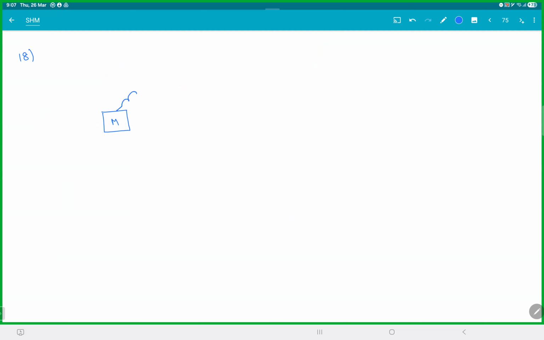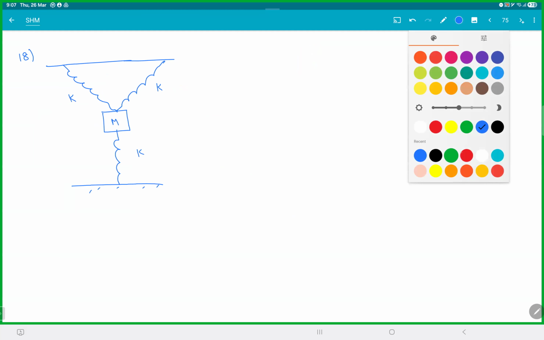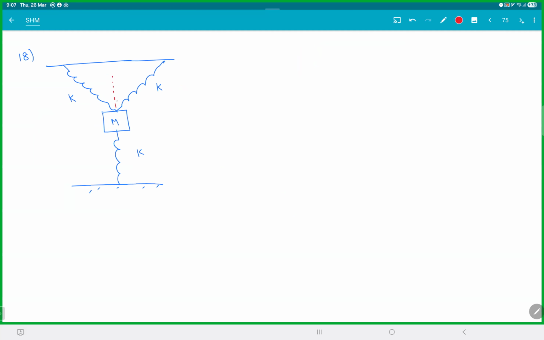We have a block here. We have a spring here. We have a spring here. K, K, and K. This angle is theta and this angle is theta. So the block is displaced vertically by small x. Find the time period for small oscillations.